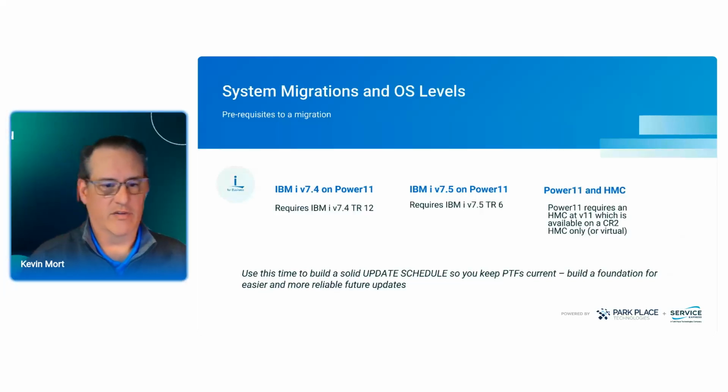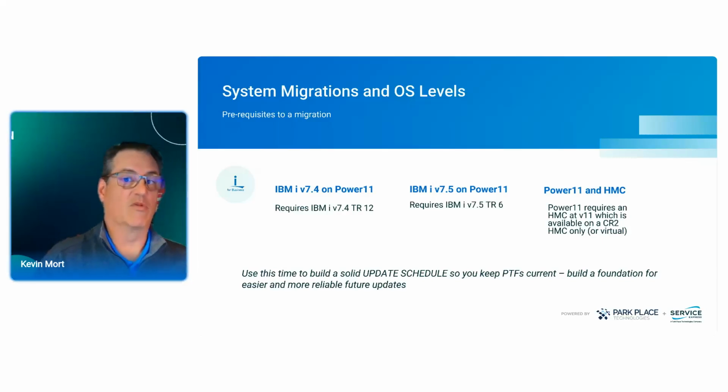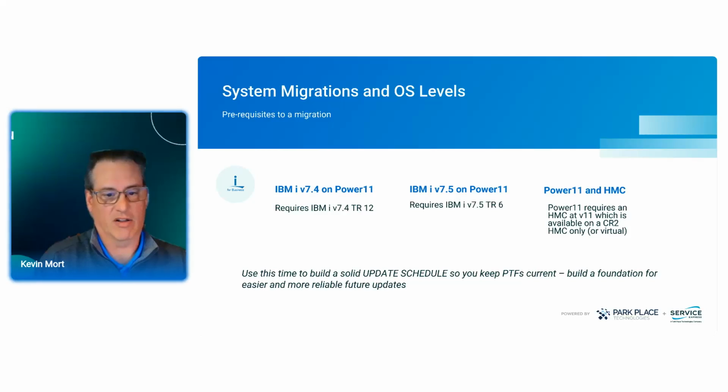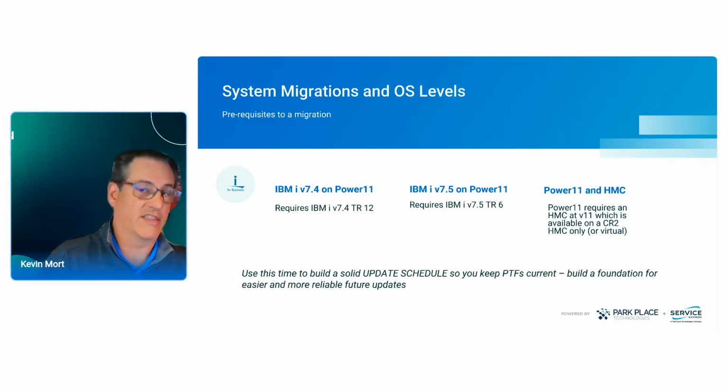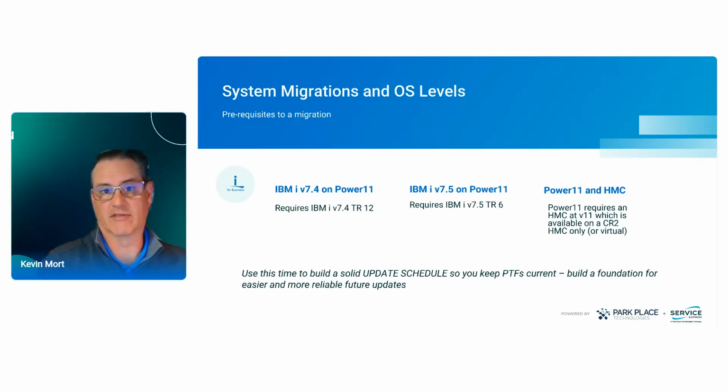There are certain levels of IBM i that we need to be considering when we're moving systems, right? If you're on Power 11 with 7.4, you've got to be on TR12. If you're on Power 11 with 7.5, you've got to be on TR6. Power 11 needs a specific HMC level in order to run, and it only works on a certain model of HMC. So let's build an upgrade schedule that keeps you in check, so we're not having to deal with all of this at the last minute, right before we're trying to upgrade. We have any number of upgrades that are stalled simply for that reason. Let's try to avoid that.